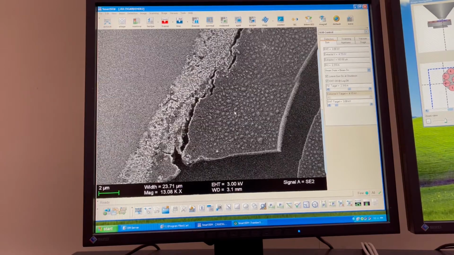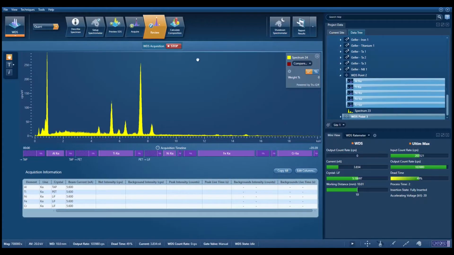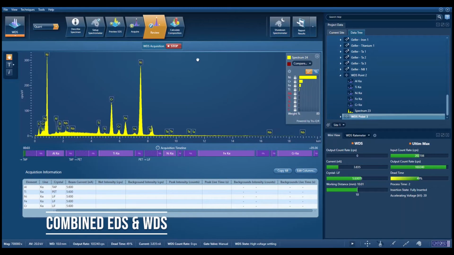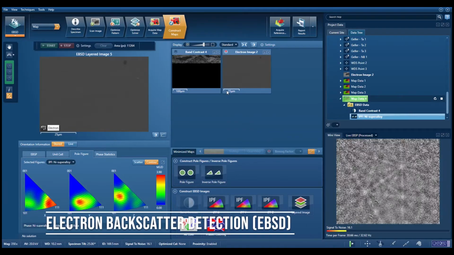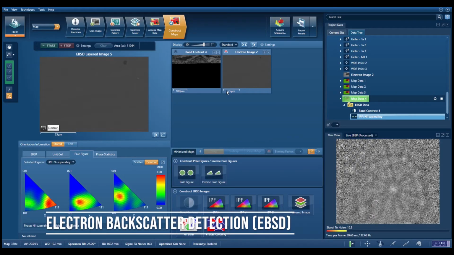In addition to having various SEM imaging detectors, our users can perform more advanced elemental characterization through EDS and/or the higher precision WDS spectroscopy techniques. Near-surface crystallographic information can be mapped with our EBSD system.